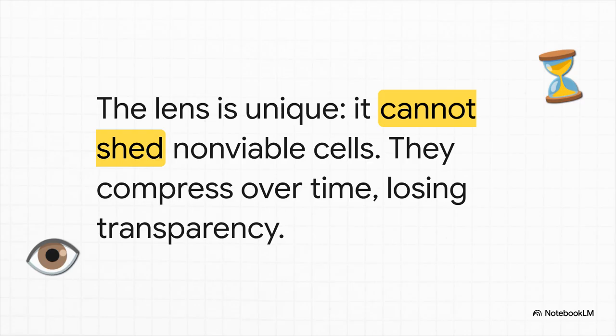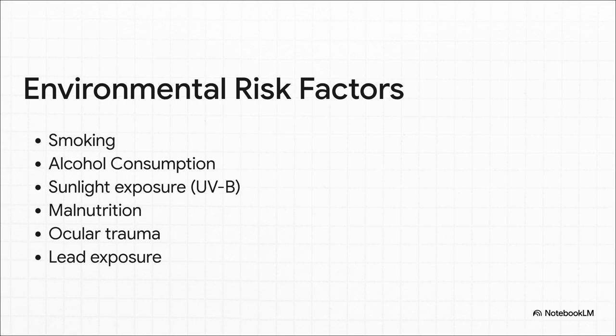Unlike your skin, which sheds old cells all the time, the lens can't. It holds on to every single cell it ever makes. So what happens? Over your entire life, these old cells just get squished, compressed right into the center of the lens. And eventually, they lose that perfect transparency and, well, they become opaque. That's your cataract.